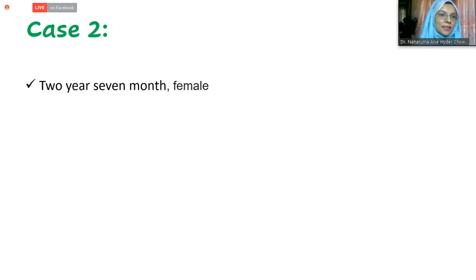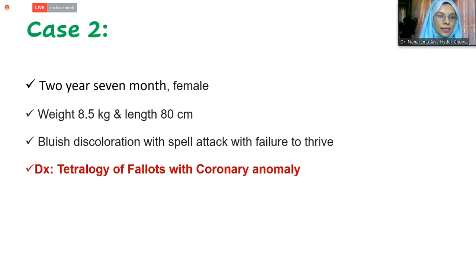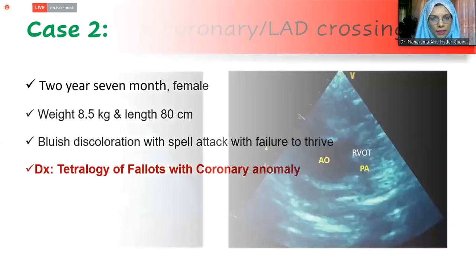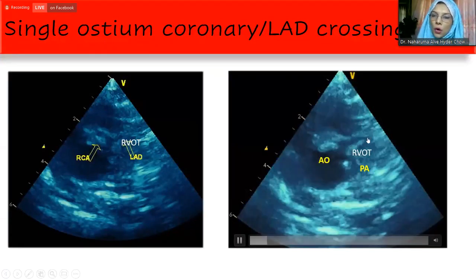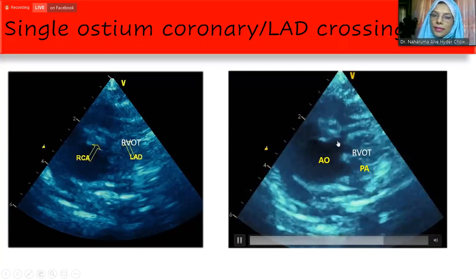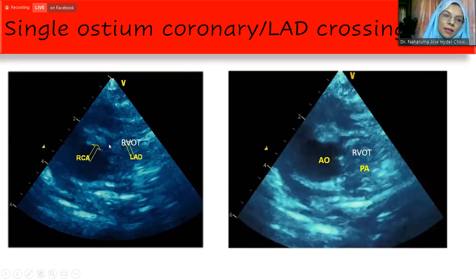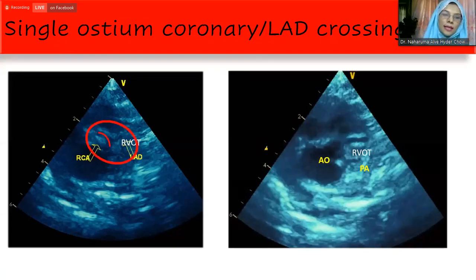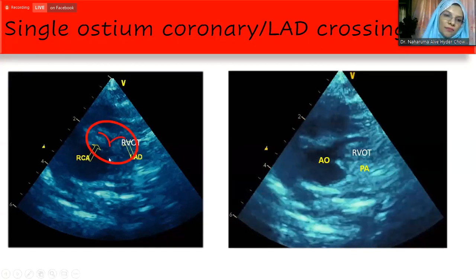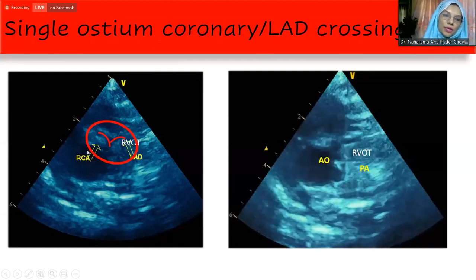My second case is a 2-year 7-month female child having bluish discoloration with spell attacks, diagnosed as tetralogy of Fallot with coronary anomaly. Let's see what the anomaly is here. If we see here, this is the coronary artery. This is bifurcating into two. In the still frame, if we see, this is a single origin, and this is the right coronary artery and this is the left coronary artery. And previously we have seen that the left coronary will arise from here and the right coronary from here.